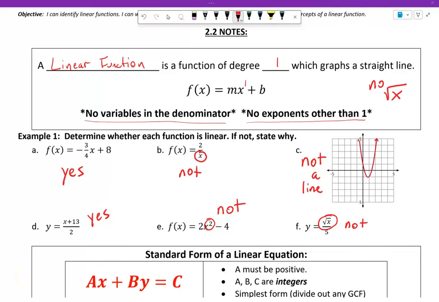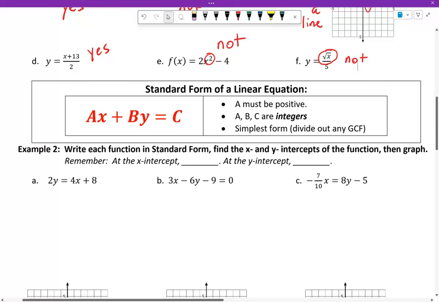Now that we can identify linear functions, let's talk about standard form. Standard form of a linear equation must be in the form ax plus by equals c. We have some rules here. First of all, a must be positive. The first term must be positive. A, b, and c are all integers, positive or negative whole numbers.